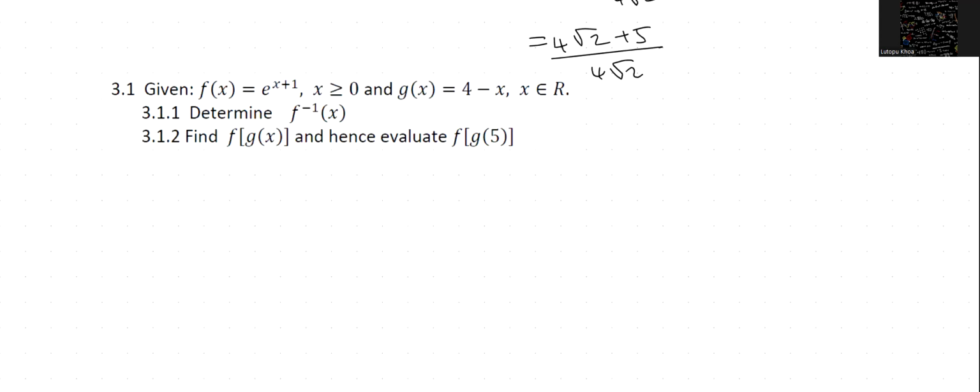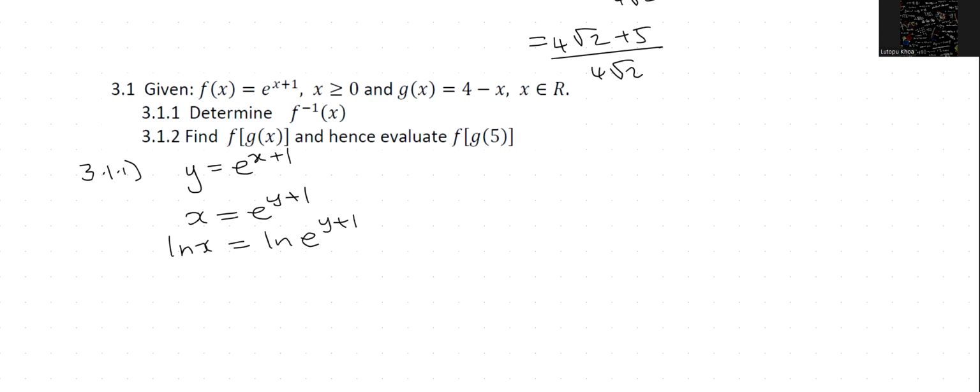Question 3. Given f of x is equal to e to the power of x plus 1, x is greater than or equal to 0, and g of x is 4 minus x, and x is a real number, find f inverse of x. So what you do is you first let y is equal to e to the power of x plus 1. And then where you have x, you replace the x with y. And where you have y, replace the y with x. And then you make y the subject of the formula. So you take ln of x on both sides.